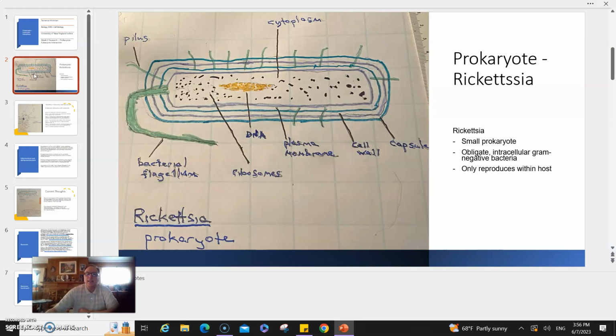The prokaryote Rickettsia is a small prokaryote which has the characteristics of being obligate, an intracellular gram-negative bacteria that only reproduces within the host. As you can see, the simple cell structure here is diagrammed out, showing the DNA, ribosomes, the typical plasma membrane and cell wall and capsule of a prokaryote, and the bacterial flagellum, which is used for motility.